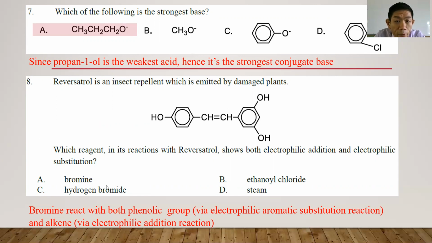Hydrogen bromide can only react with C double bond C, but not the phenol part. And finally, D, steam. Steam is water. So steam can only react with the C double bond C, but not the phenol compound. Okay, so the best answer in here is A.